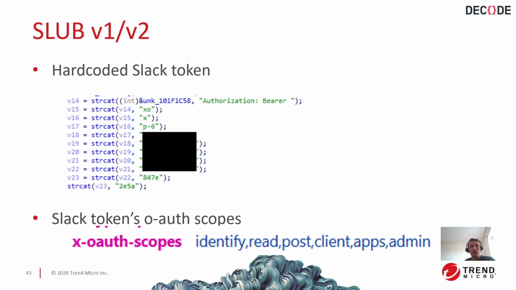For Slack, we need a token, and this token was split into several small strings, which were then concatenated together, as you can see in this screenshot taken directly from the C++ binary.